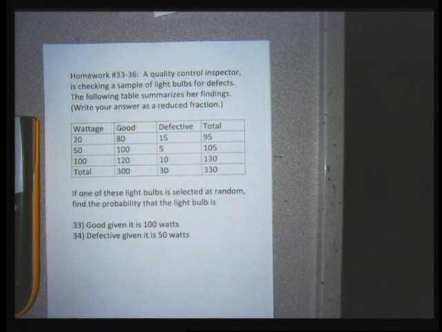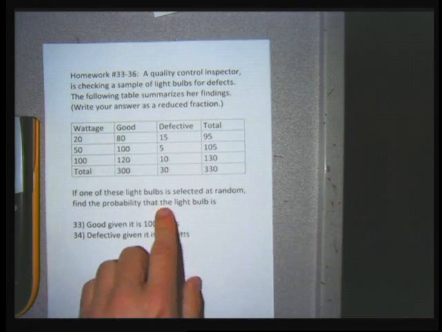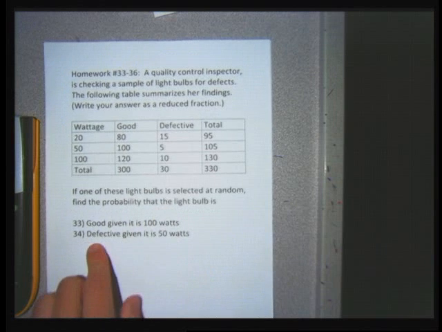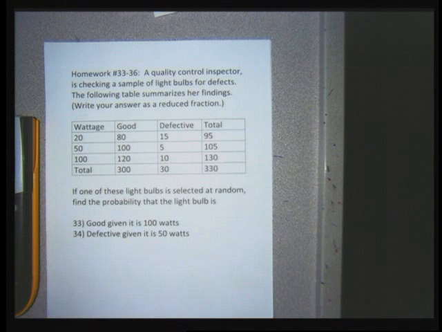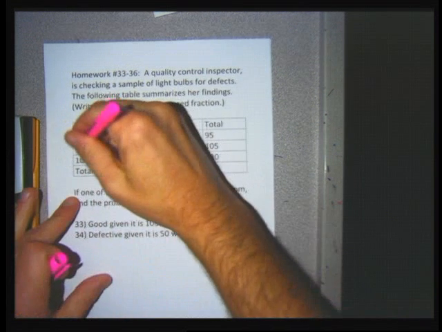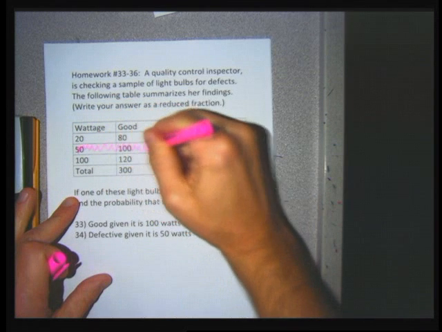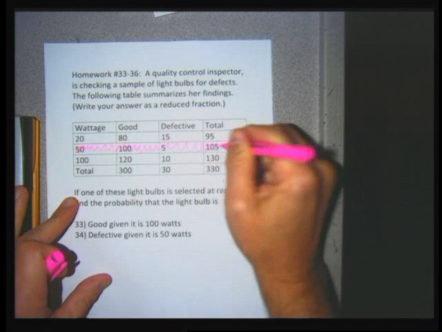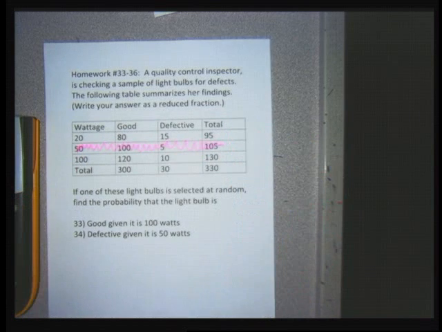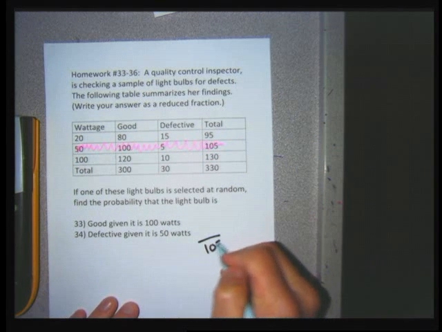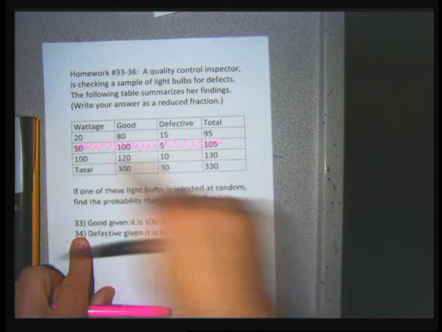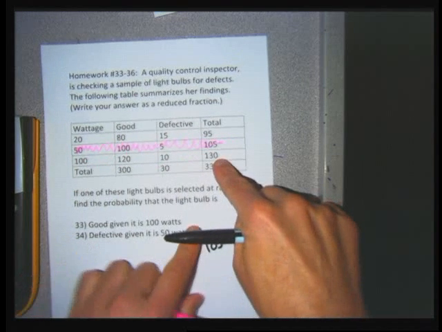First question, what is the probability that if a light bulb is selected at random, it is defective given it is 50 watts? So for my problem, I'm going to look at the 50-watt row, and the 50-watt row has a total of 105. So my denominator for problem 34 is going to be 105. When you do 33, you're going to look at the 100-watt row. Your denominator is going to be 130.